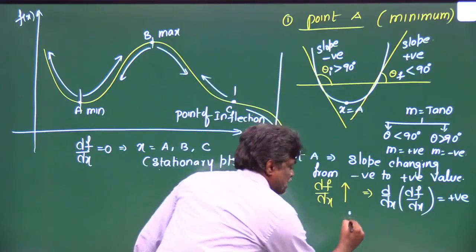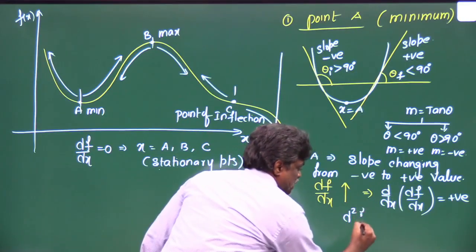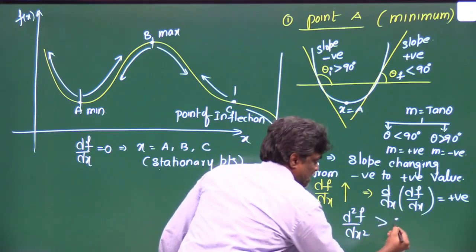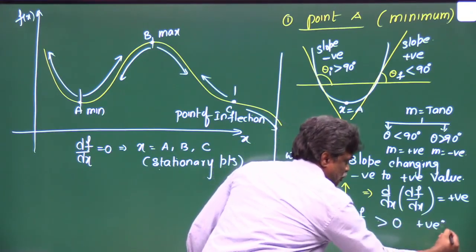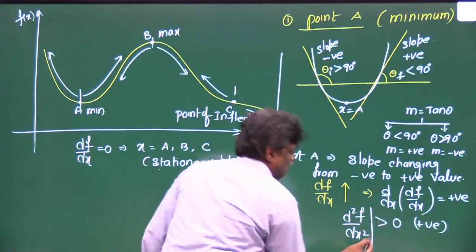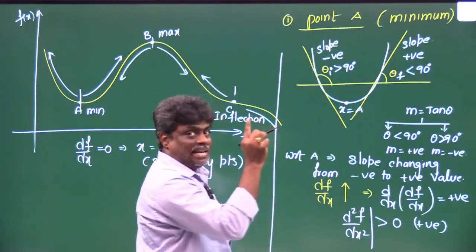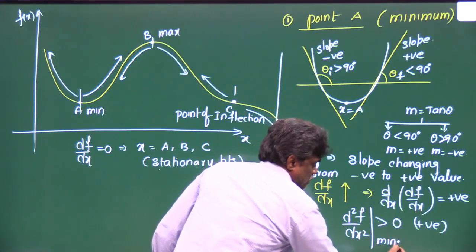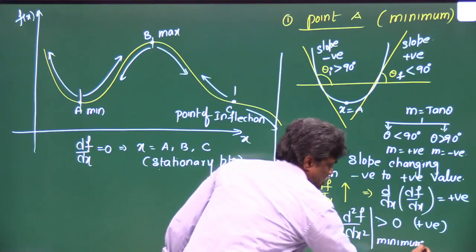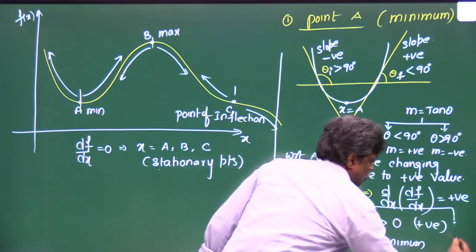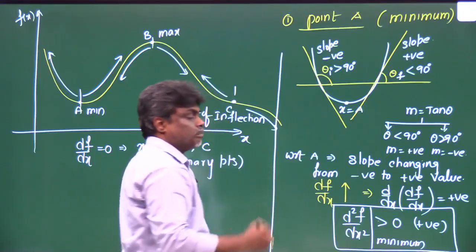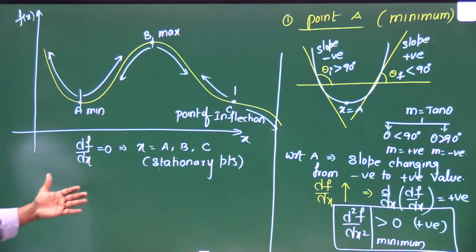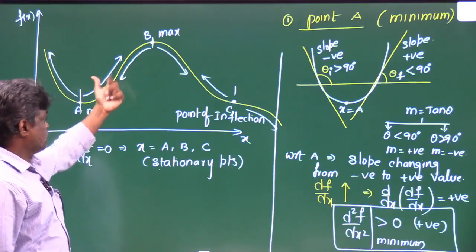So we can say like this, a second derivative positive, that means d square f by dx square is greater than 0, that is positive. So this is the condition for which point? A. And A is what? Minimum. So at minimum, the second derivative of the function is positive. Okay, come on. So the next one, we can discuss this B.